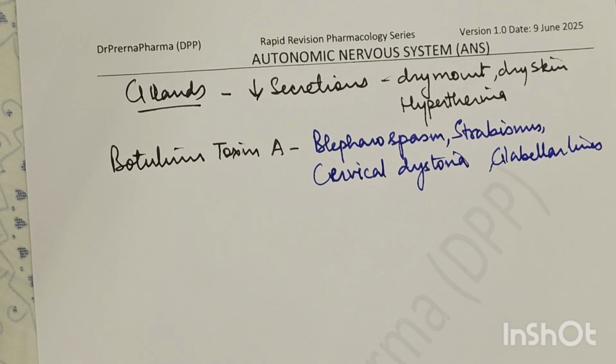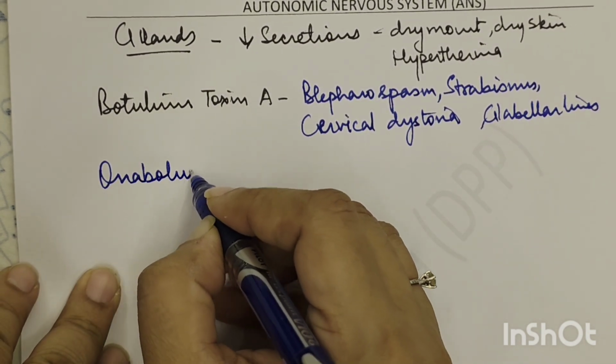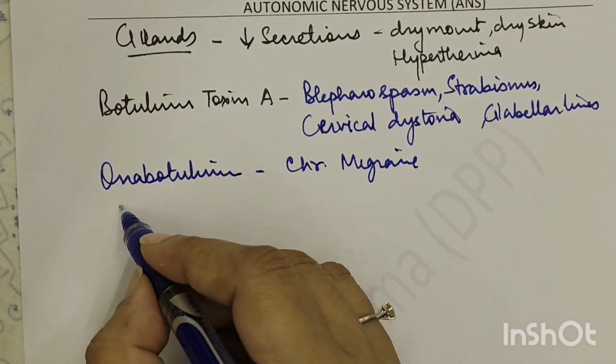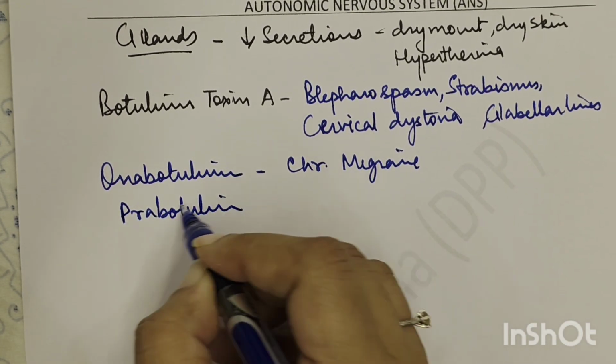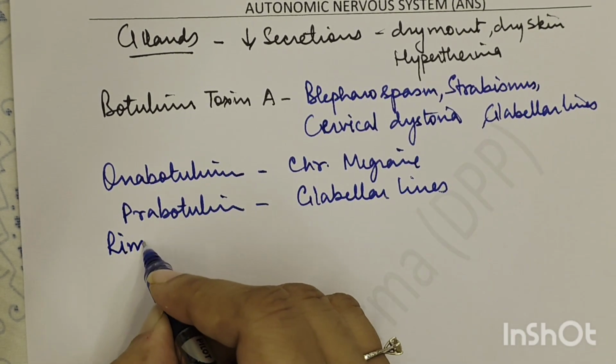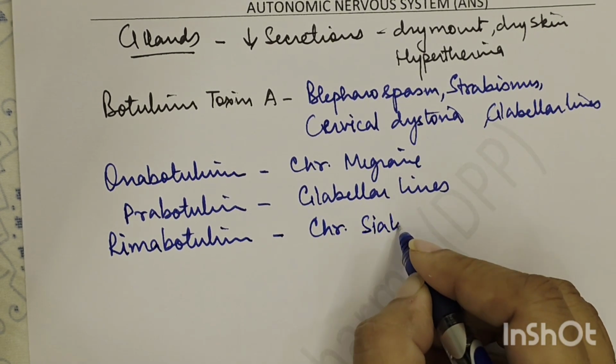Basically, you know the word Botox. So botulinum toxin is nothing but Botox. Then there is new compound which is onabotulinum. This is used in chronic migraine. Okay. Then there is prabotulinum, which is used in glabellar lines. Then there is rimabotulinum, and this is basically used in chronic sialorrhea.